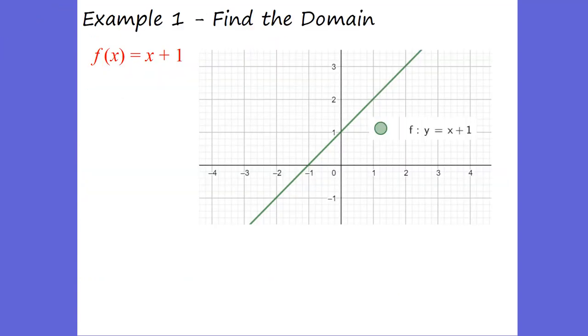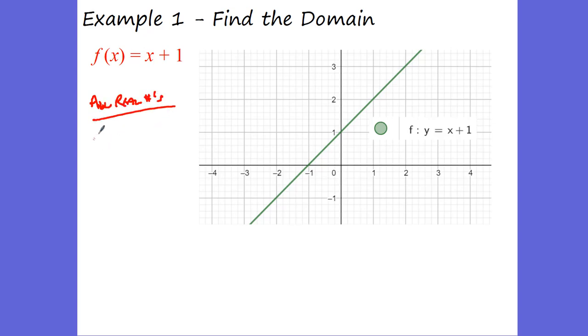We're going to find a domain. Here we have our function x plus 1, and this is what the graph of x plus 1 looks like. Do I have a denominator? No, the denominator is 1, and we can't set that equal to 0. Do I have any square roots? No, I don't have any radicals. Do I have any logarithms? No, which means the domain is all real numbers.